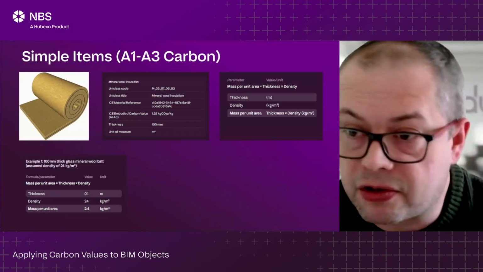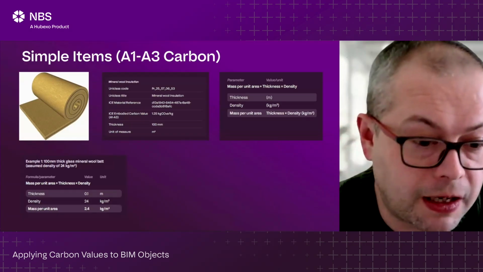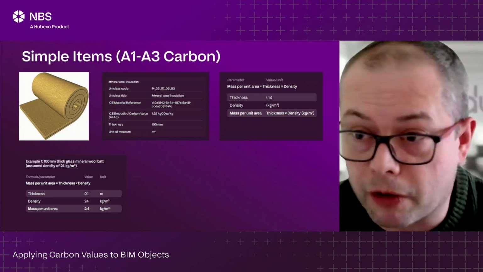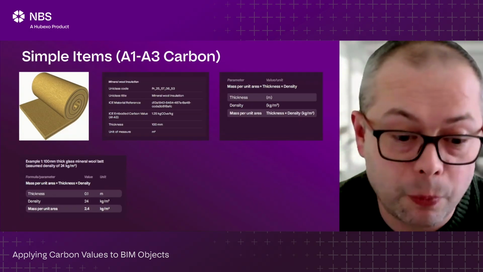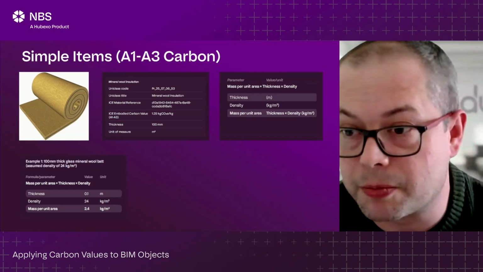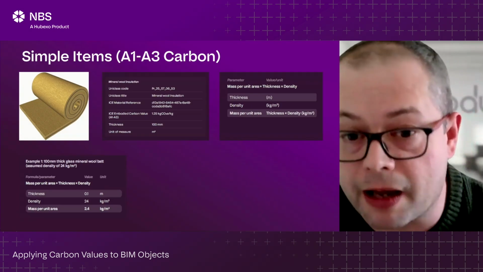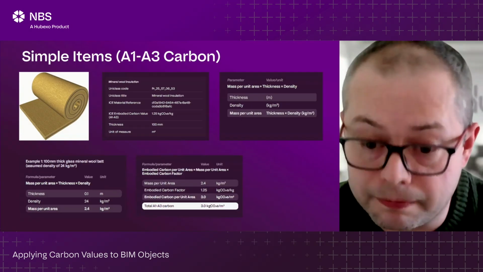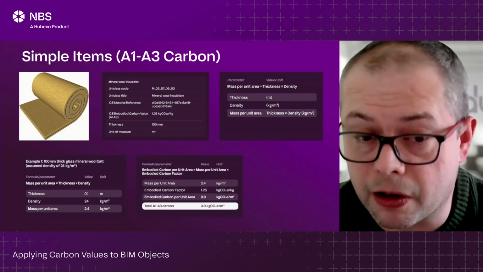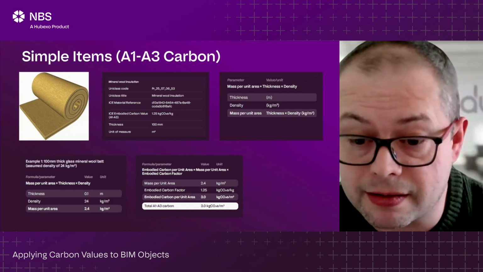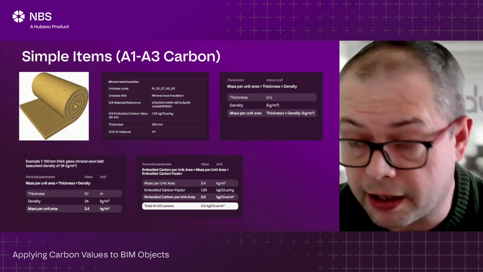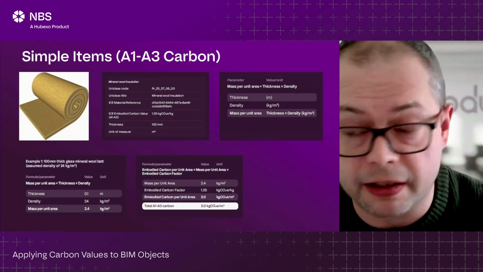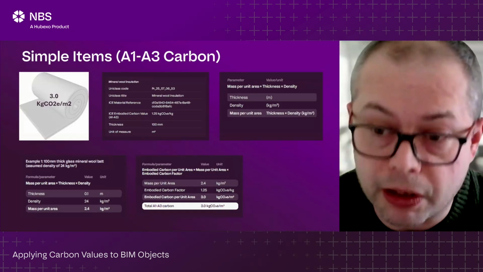So we've got this assumed density here from the SIBSI guide, and it's 24 kilograms per meter cubed. So at 0.1 of a meter thickness, so 100 millimeters, we know that that's 2.4 kilograms per meter squared for the mass. So from that, we can use the ICE data. We can take that mass that we've calculated and multiply that by the embodied carbon factor that the ICE database provides us to give us the value of 3 kilograms of CO2 per meter squared. That is the embodied carbon figure for your specific mineral wool insulation.